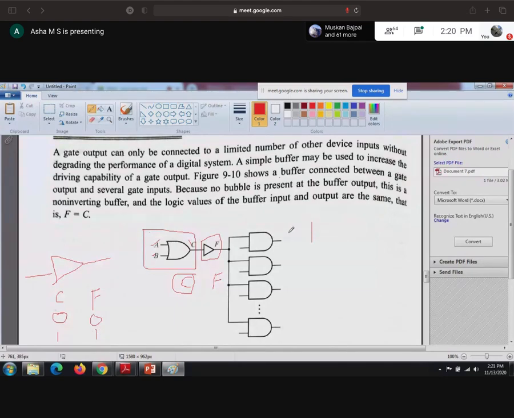Suppose the buffer is inverted. If C equals 0, the output of the buffer will be 1. If the input of the buffer is 1, the output of the buffer will be 0 in case of an inverted buffer. So if it is not inverted, then the output is the same as your buffer input. So this is the basics of the buffer.